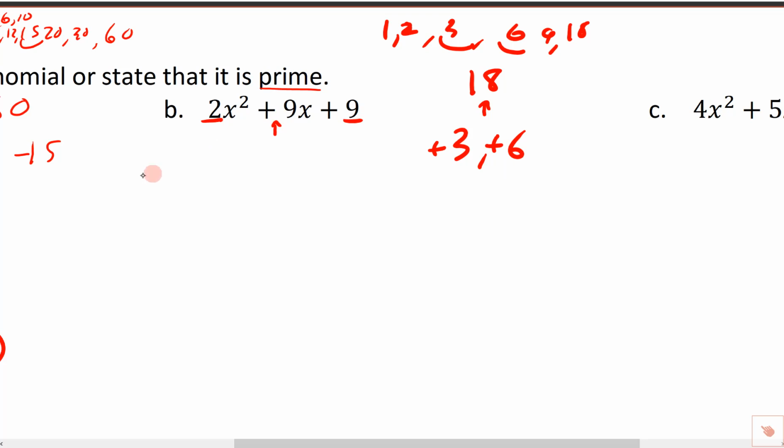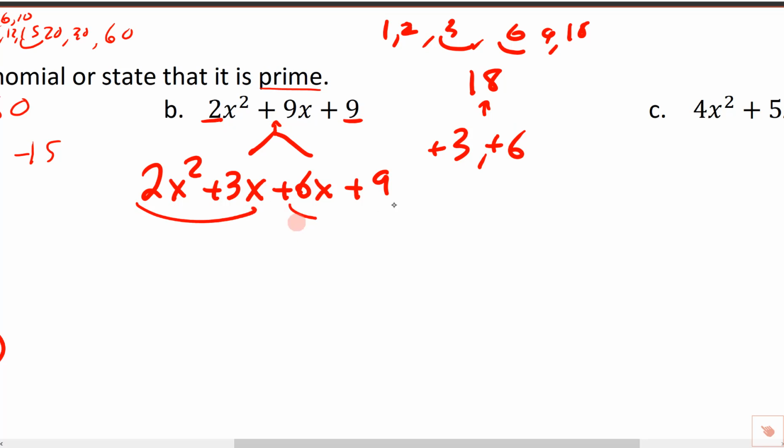Okay? So again, I'm just going to write down the 2x squared. I'm going to rewrite this using these two numbers. So I'm going to write plus 3x plus 6x. Again, that represents 9. It just looks different. We've written it as two separate terms rather than one. And then plus the 9 right here. So as long as this had an answer, we're going to get this right. So we're going to group these two together, then these two.